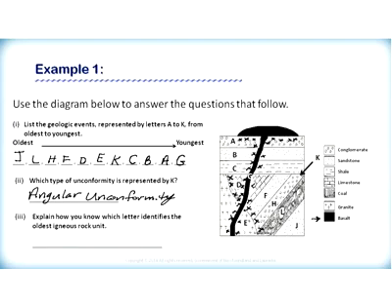And last, question 3. Explain how you know which letter identifies the oldest igneous rock unit. If we go back to our listing of the rock units from oldest to youngest, we see that J is the oldest. And J is located down at the bottom right of your diagram. Because of the law of superposition, we know that if these rock layers were relatively undisturbed, then J would have been laid down first, followed by L, followed by H, followed by F, and so on.